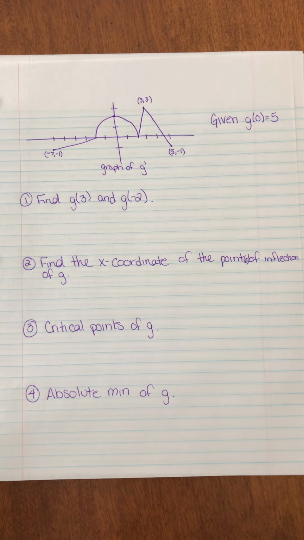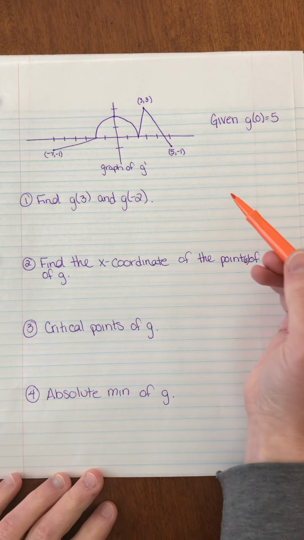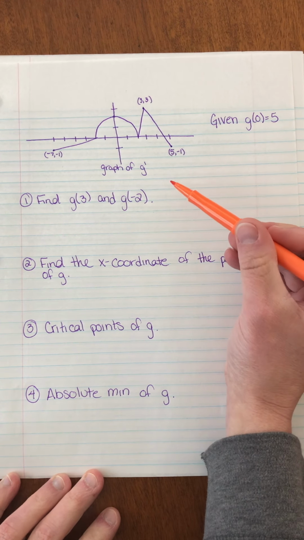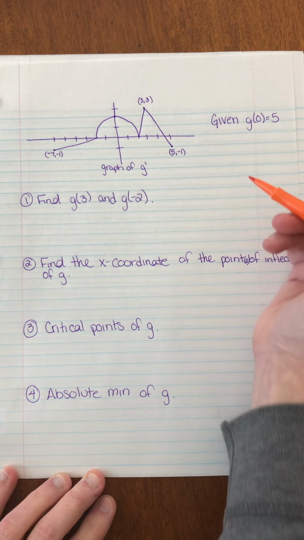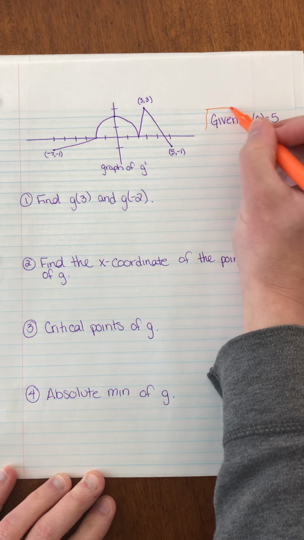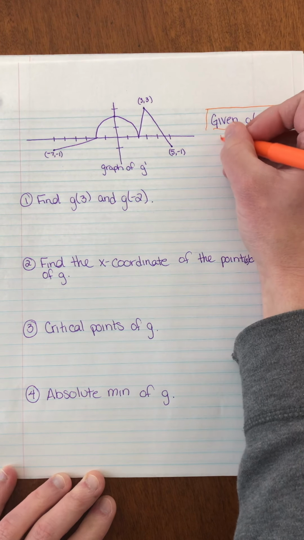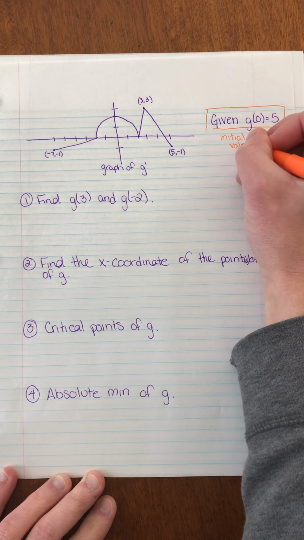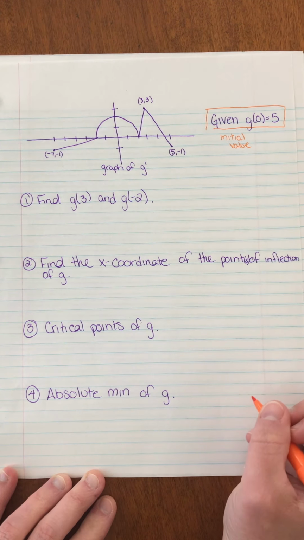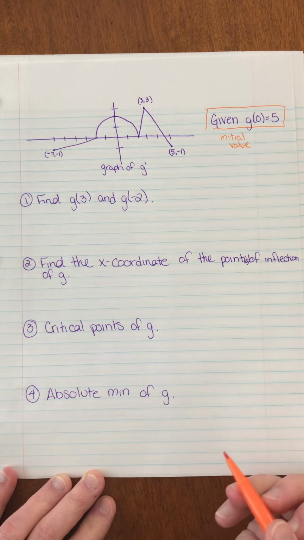First thing we are going to do is look at my rough sketch of the graph that I gave you guys. We have the graph from -7 to 5, and we were also given g of 0 equals 5. That is my initial value. Therefore, anytime it asks anything about g, I'm going to have to start with this initial value.